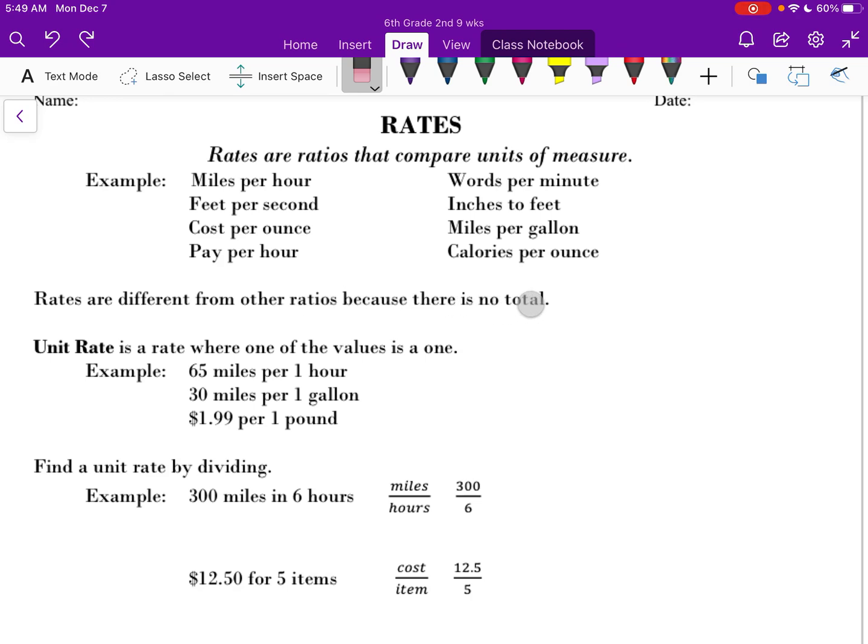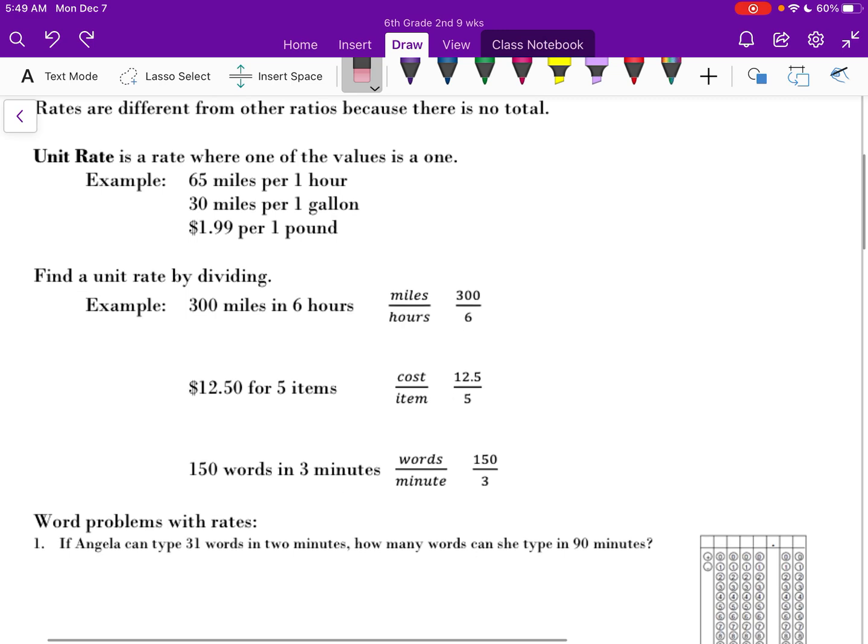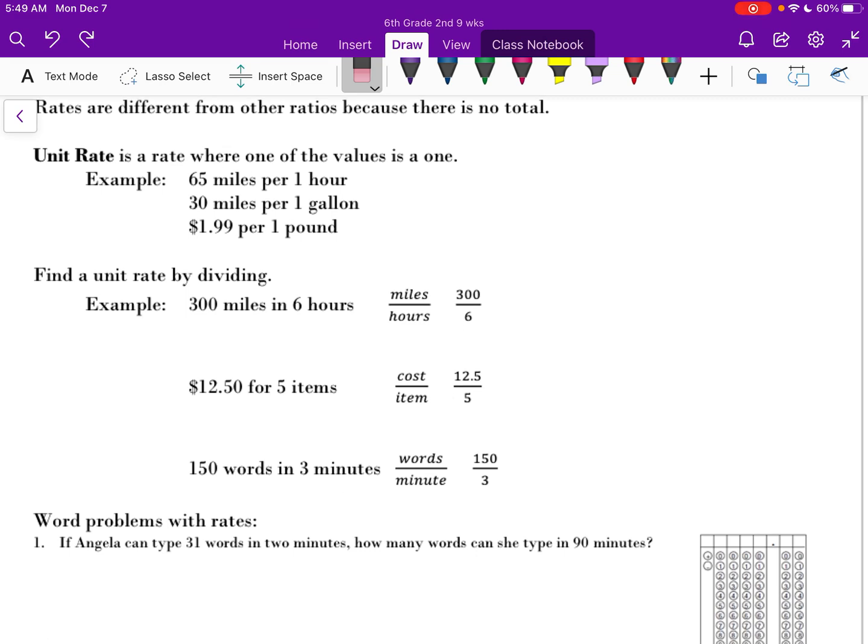One of the things that makes rates different from the other ratios that we learned about is that there is no total. You're just comparing two units of measure, so you can't add them because they're two different units of measure. Well, a unit rate is a rate where one of the values is 1.